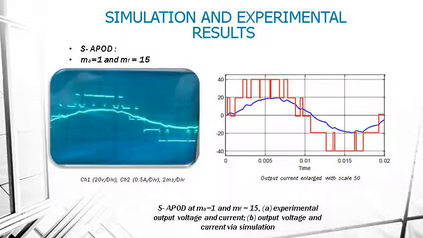Simulation and experimental result. Third is the SABOD technique at MA equal 1 and MF equal 15. The right figure illustrates the current and voltage waveform via simulation oscilloscope. The left figure illustrates the current and voltage waveform via actual oscilloscope.